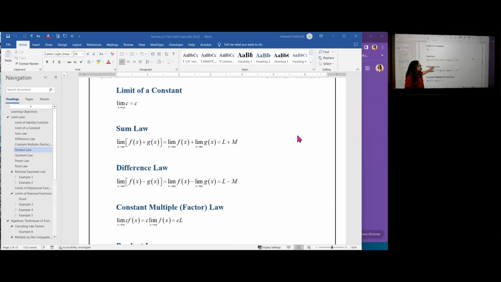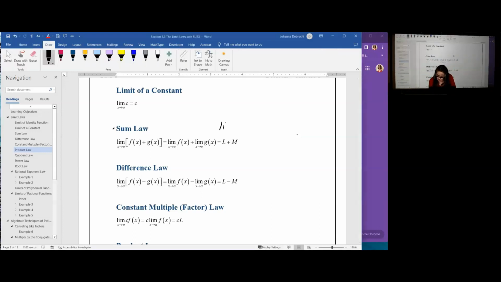Then we have what are called the sum and difference laws. The sum law says that if I have two functions and I add them together first, and then I take the limit, I'll get the same value as if I take the limit of the first function, evaluate it and get L, and then take the limit of the second function, evaluate it and get M, and add those two together. In other words, what we often say is the limit of a sum is the sum of the limits.